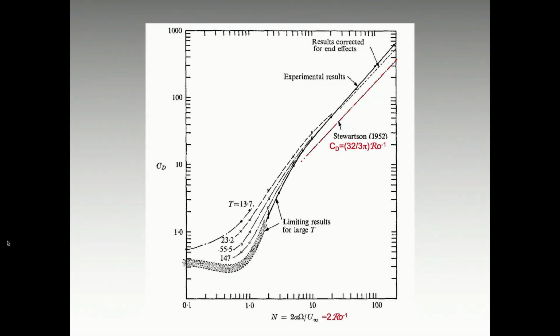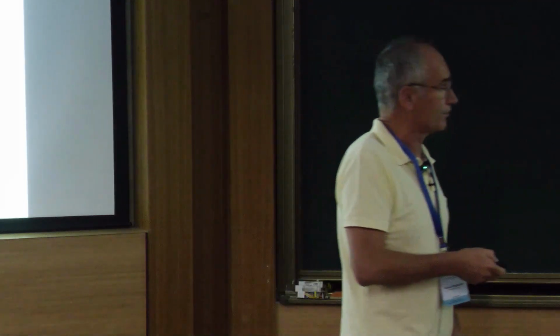let's say, agreement between the drag coefficient and the theoretical law derived by Stewartson in the inviscid limit 2 decades before, and this theoretical law tells us that, in principle, for low Rossby numbers, the drag coefficient should go as the inverse of the Rossby number.